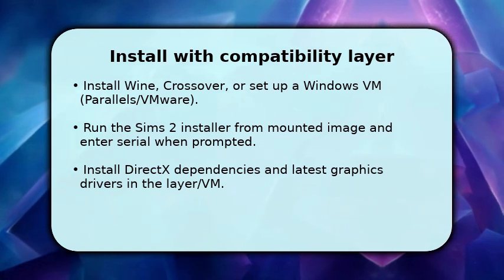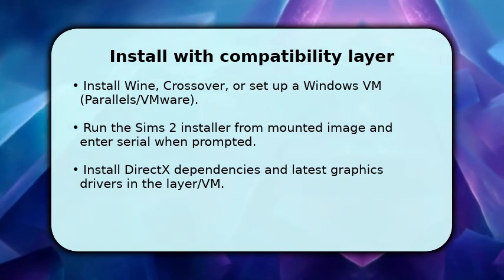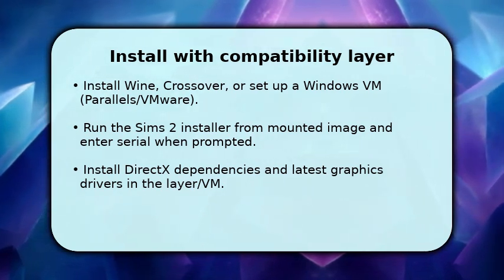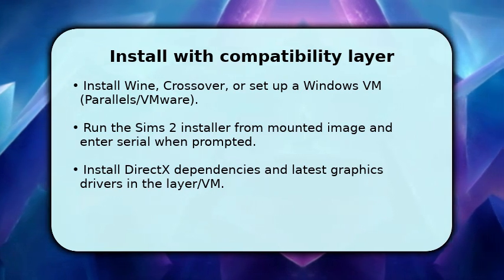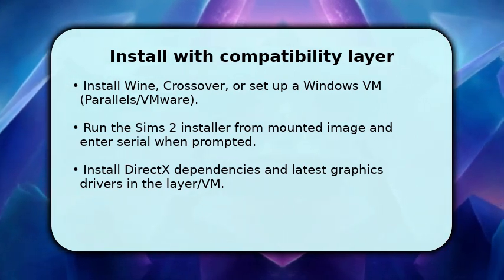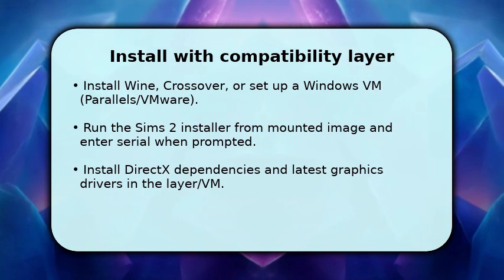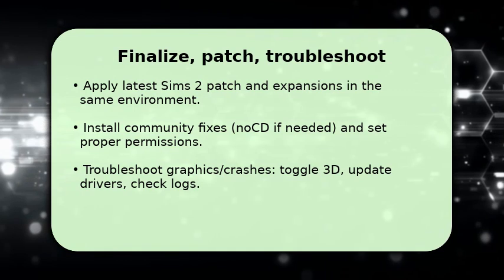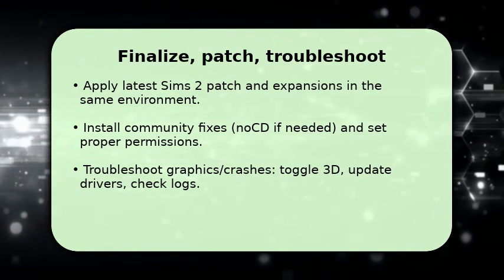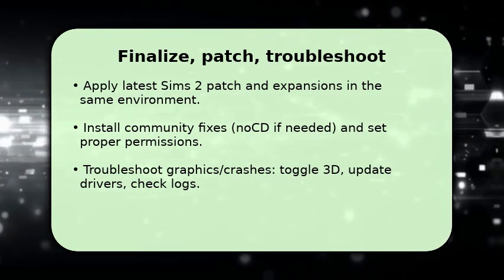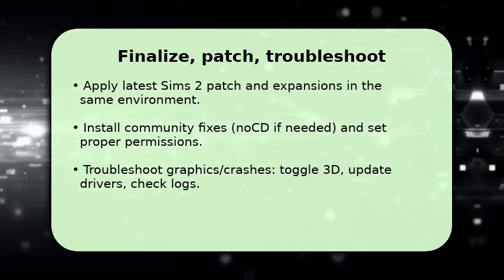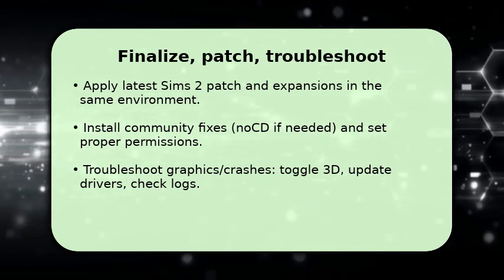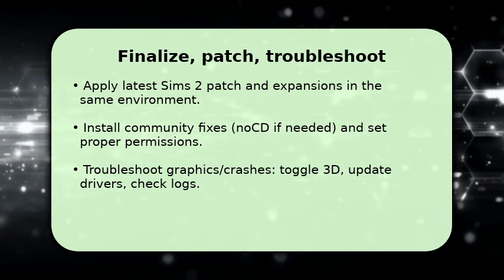After the base install, add DirectX and Visual C++ runtimes inside the environment so shaders and expansion packs run. If using a VM, allocate sufficient RAM and enable 3D acceleration. Finish by installing official patches and any expansion packs inside the same compatibility layer or VM. This prevents version conflicts. Then add community compatibility fixes or no CD loaders only if required, and set file permissions so the game can write saves and cache.